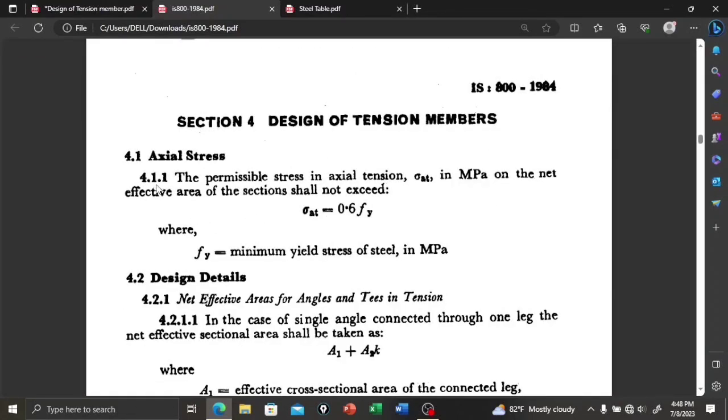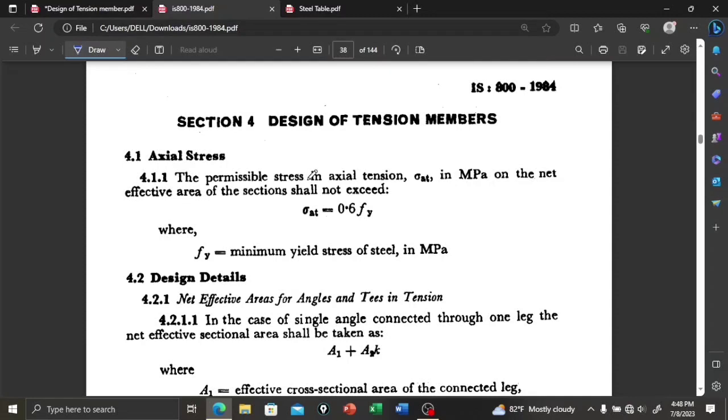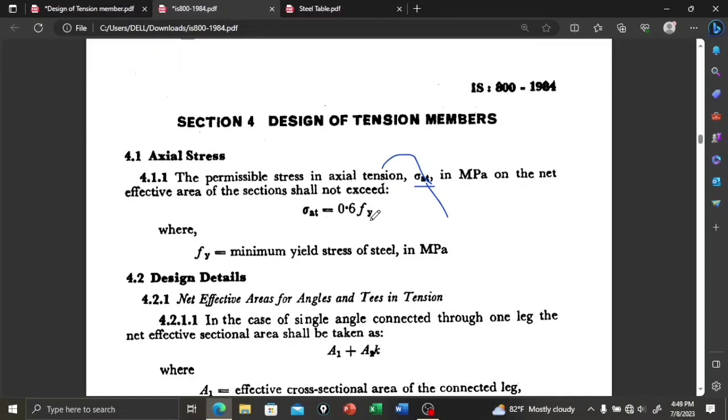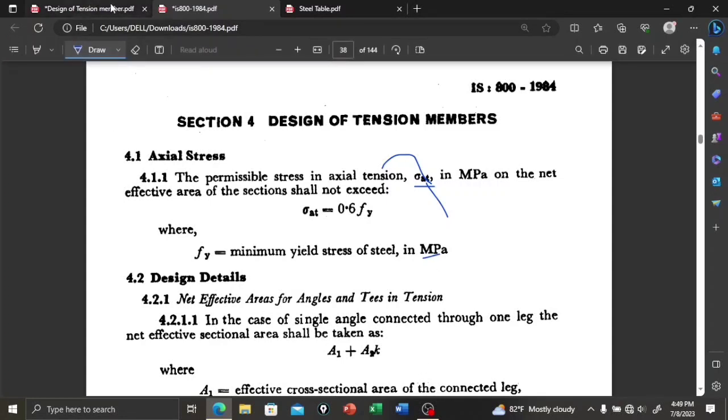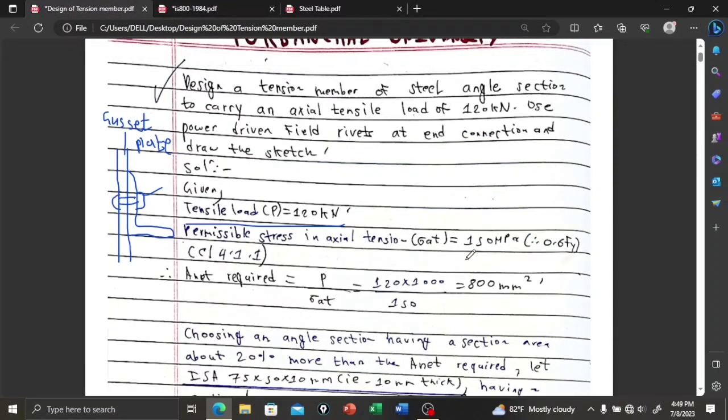Here it is given that the permissible stress in axial tension sigma AT, A means axial, T means tension, in megapascal on the net effective area of the section shall not exceed 0.6 times Fy. Fy, if not given in the question, then Fy is 250 megapascal. So 0.6 into 250 is 150 megapascal.